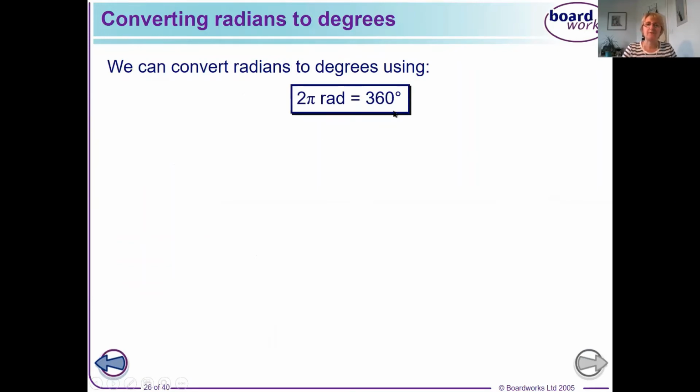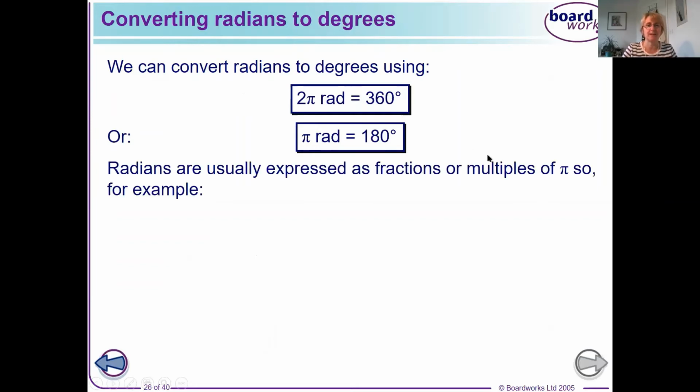Note down, if you haven't already, that 2 pi radians is 360 degrees, or in fact, I think it's more useful to remember that pi radians is 180 degrees, because you can work up and down easily from there. Now, you usually see radians expressed as a fraction or a multiple of pi. So, for example, pi over 2 radians, all we need to do then is divide that by 2. So therefore, 180 divided by 2 must be equal to 90 degrees.